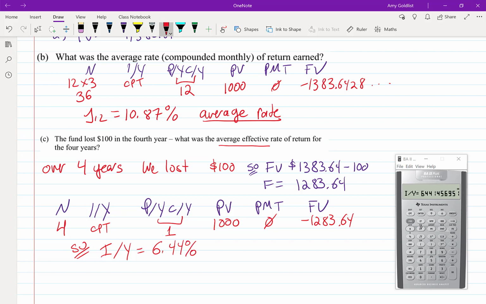And that's how we do average interest rates. Importantly, I'm going to say that you should be practicing this. There's questions on the online homework as well as questions in the textbook. This is a good thing to practice.